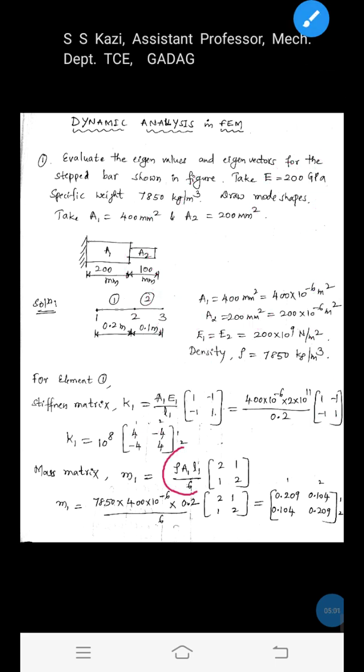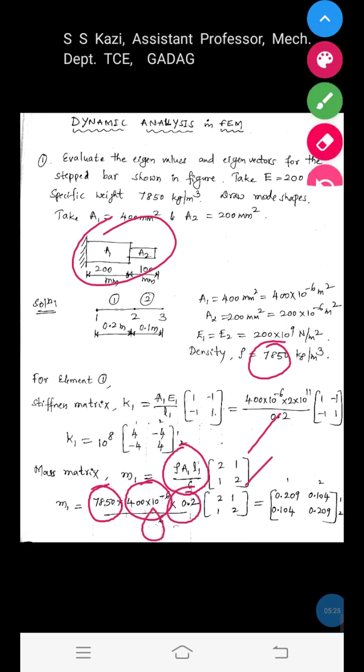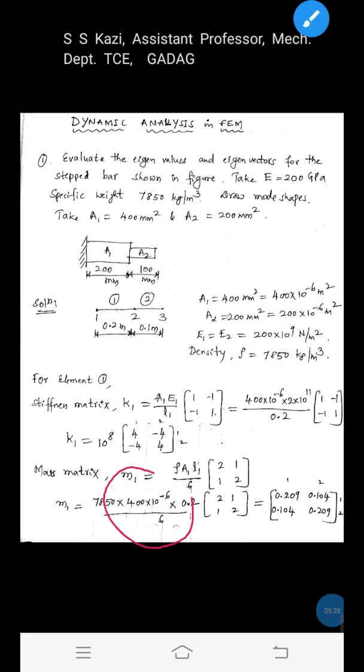Now for element 1, it can be written as rho A1 L1 by 6, because the entire bar is having the same material, the rho is the same, mass density 2 1 1 2, and rho 7850 is given in terms of kg per meter cube. Mass density you substitute, A1 area of the element 1, and length of the element 1 is 0.2 meter divided by 6, 2 1 1 2. Once you calculate this ratio, and if this is multiplied with these terms inside, if it is multiplied with 2, you will get 0.209, and this ratio we will get 0.104.